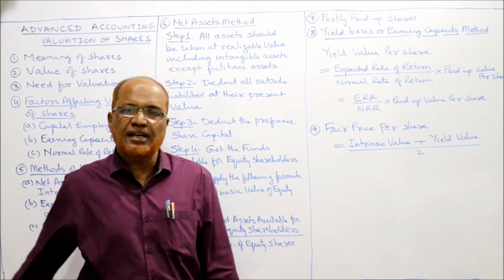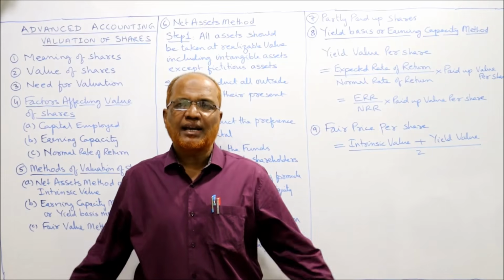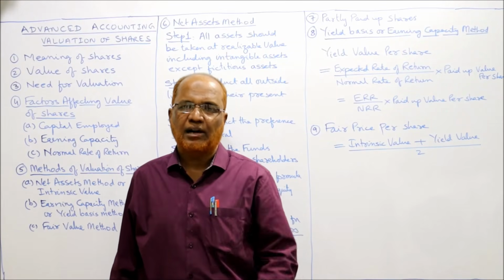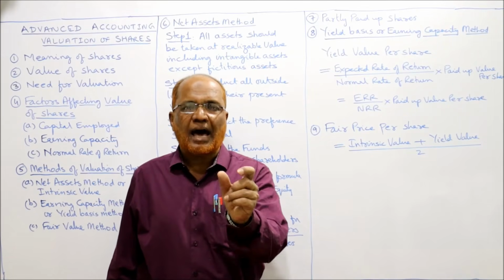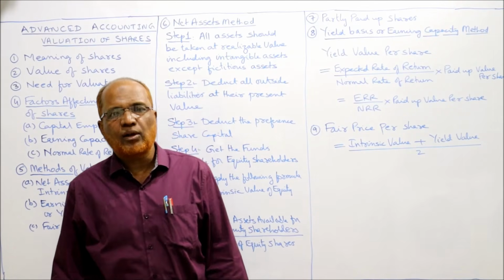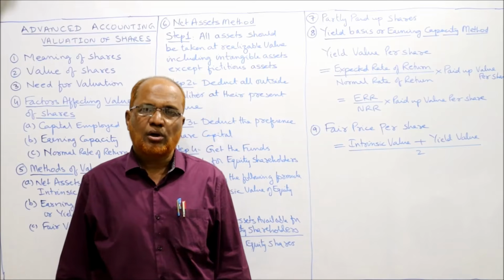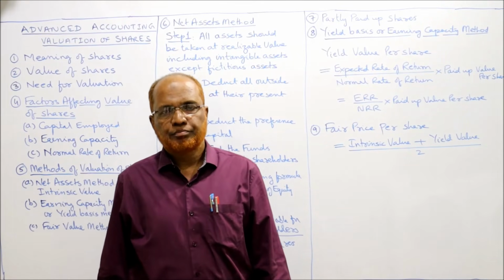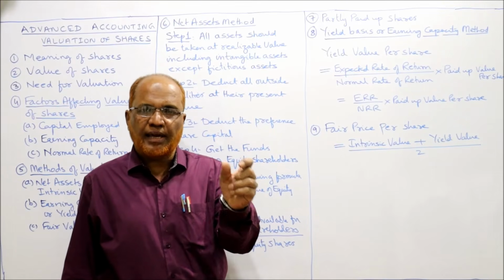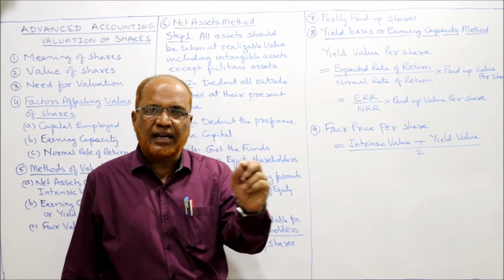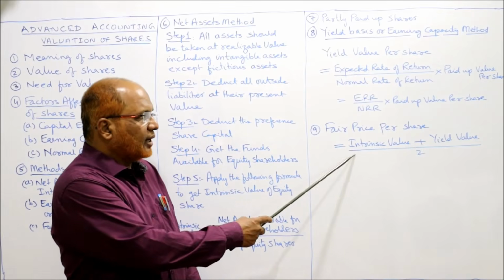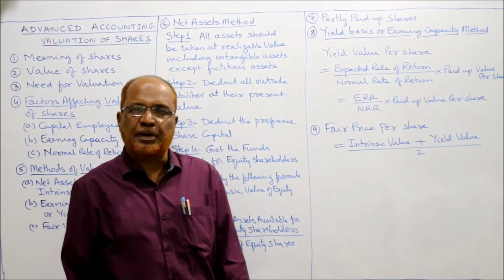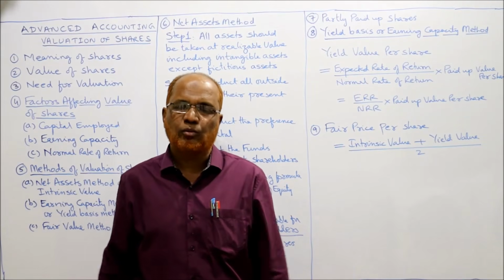Last method is fair value method. It's not an independent method. It is dependent on intrinsic value and yield value. We will take the simple average of the two. The fair value is the simple average of the intrinsic value and the yield value. So first we will find the intrinsic value, find the yield value, add both and divide by 2. So intrinsic value plus yield value divided by 2. What you get is fair value per share, fair price per share or fair value per share.